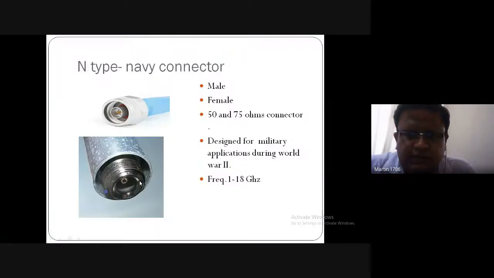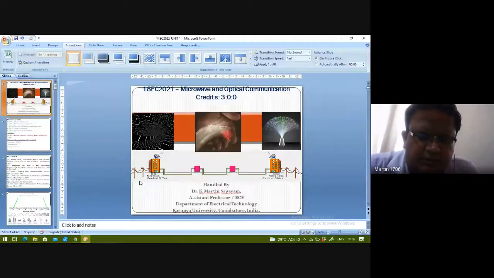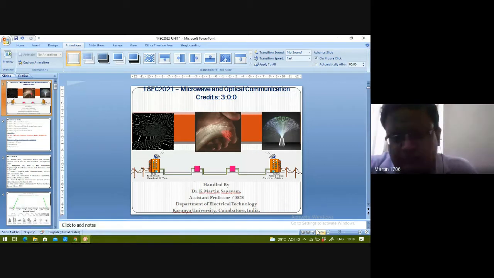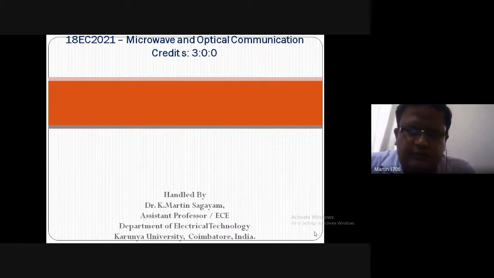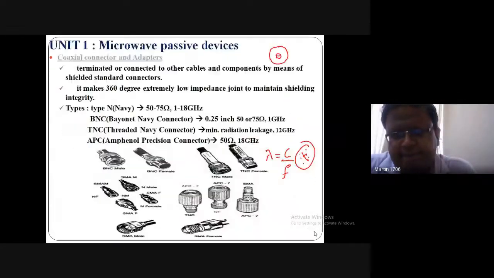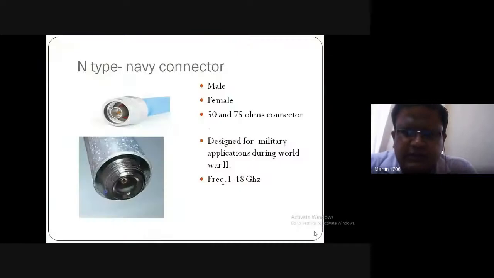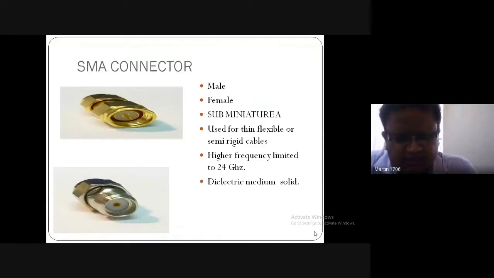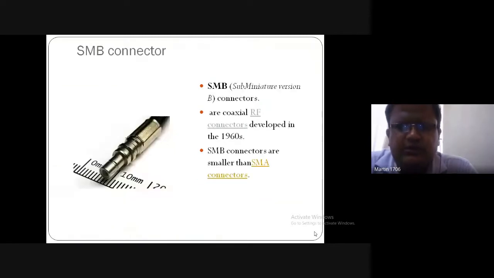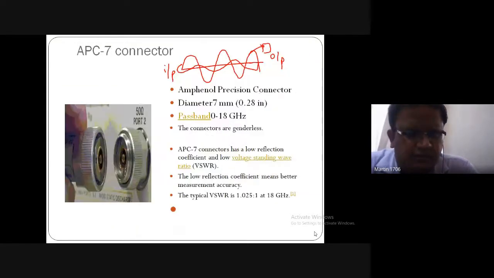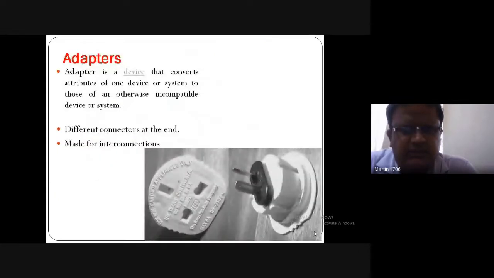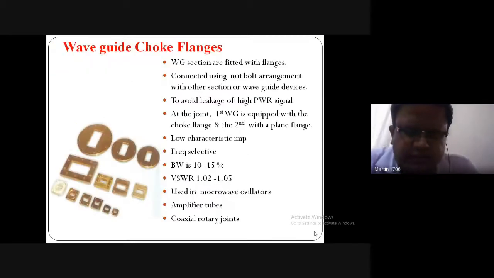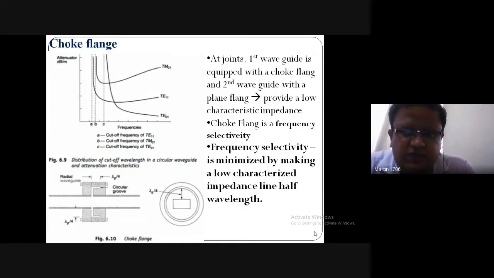These are the connectors we have studied, and some specification details are given here. Just look into those for your examination purpose. In the last class, these are the ones we studied. Adapters also we have studied, and the waveguide sections we saw in the last class.